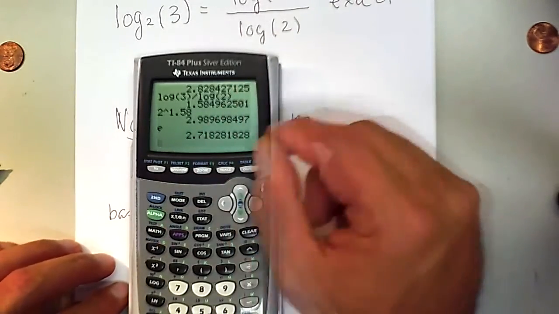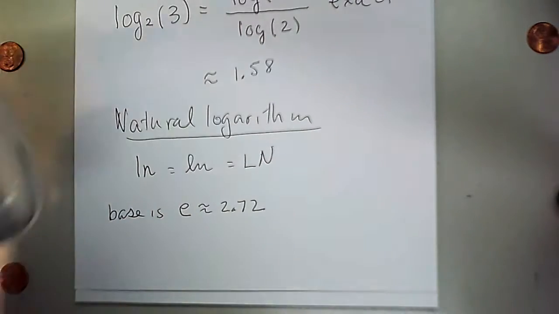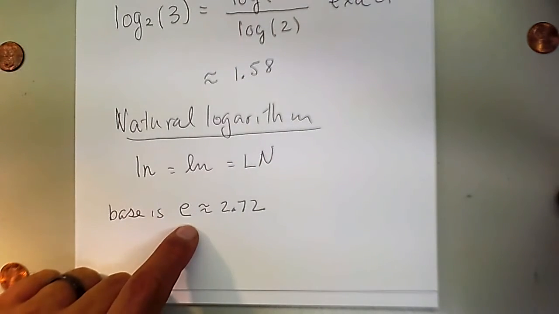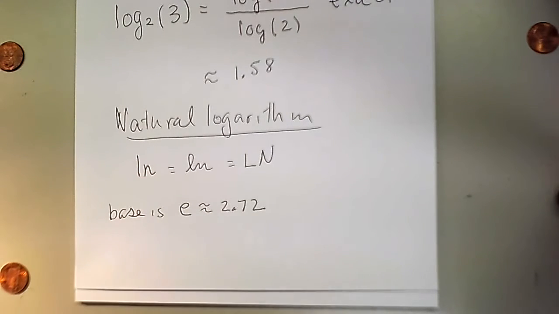So there is the number e, and the base we use is e when we have the natural logarithm. And somebody might ask, well, that's kind of weird, odd.